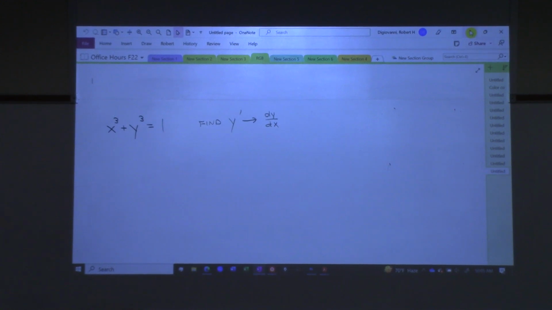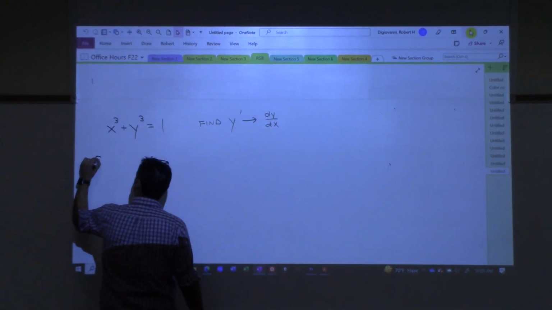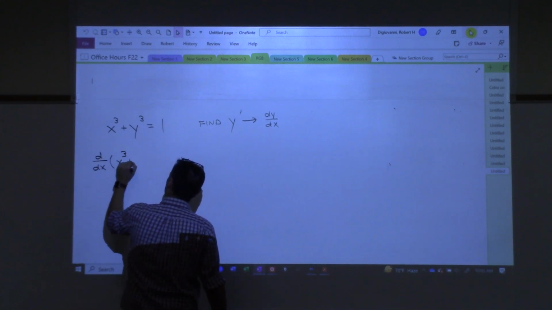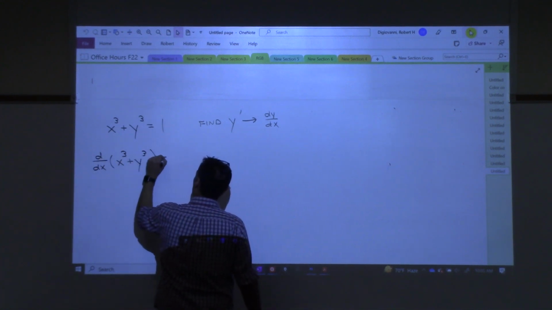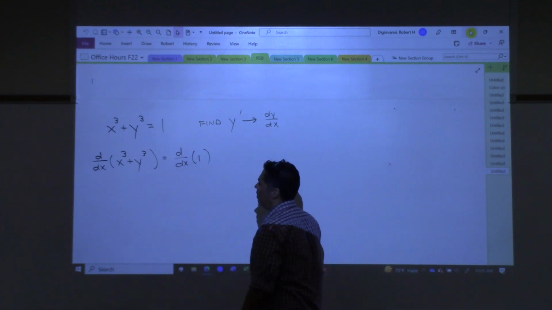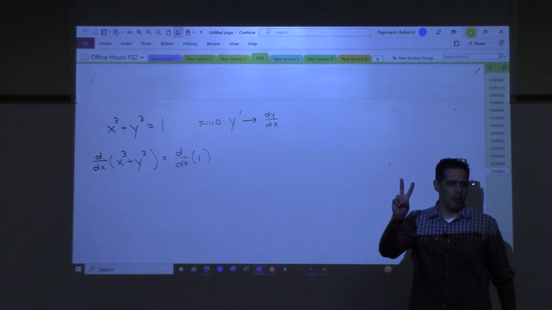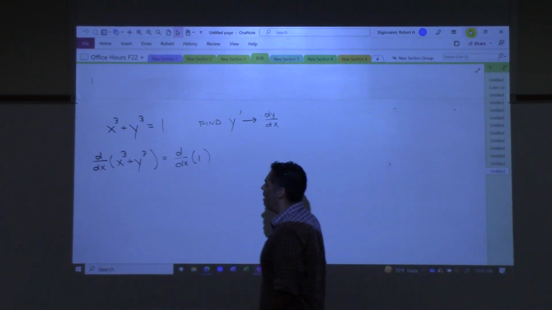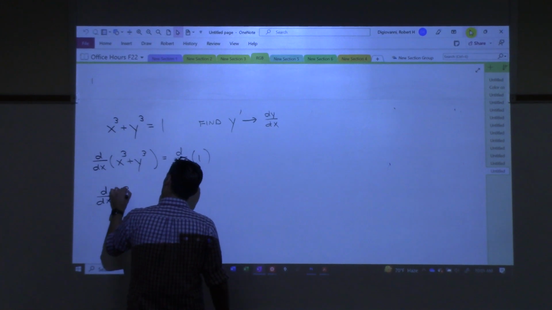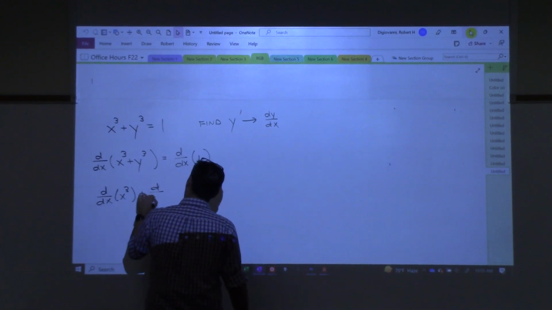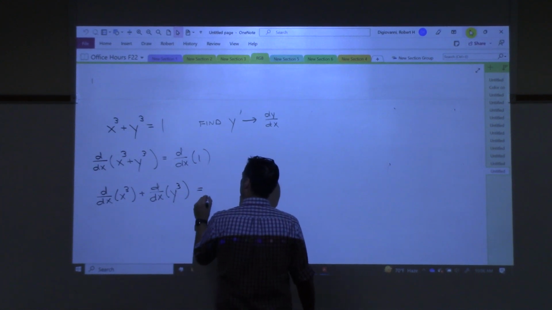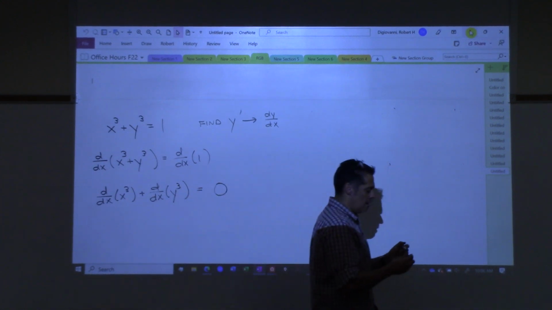So I'm going to differentiate both sides with respect to what variable? X. Okay, I do it on the left, and I do it on the right. On the left-hand side, I have 2 terms. So I split that up into 2 different derivatives, both of them with respect to x. And the right side, I'm going to put 0.